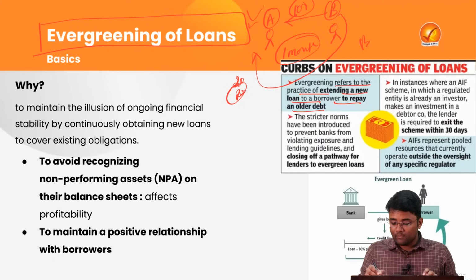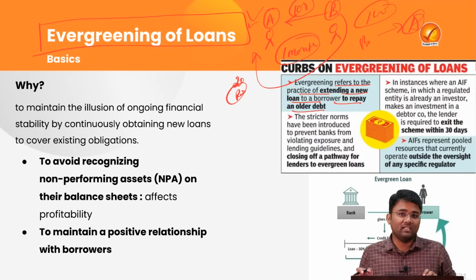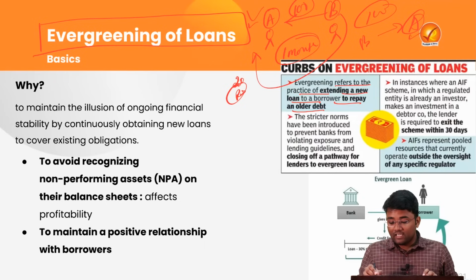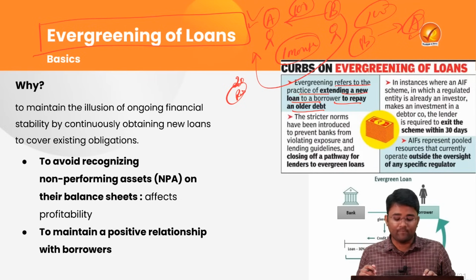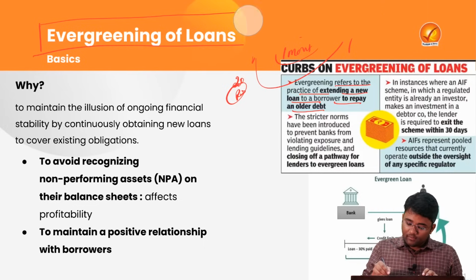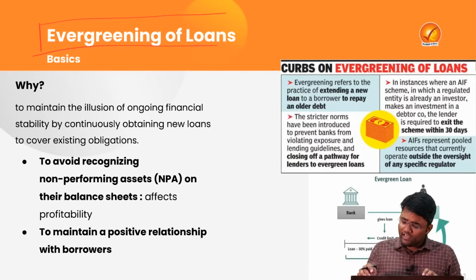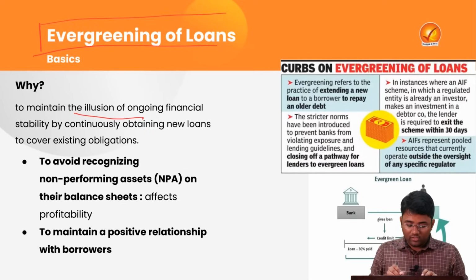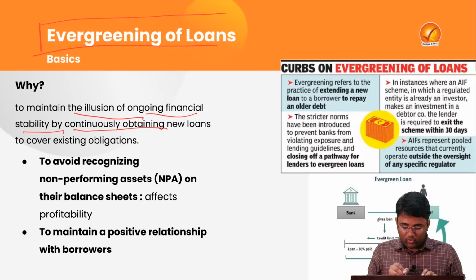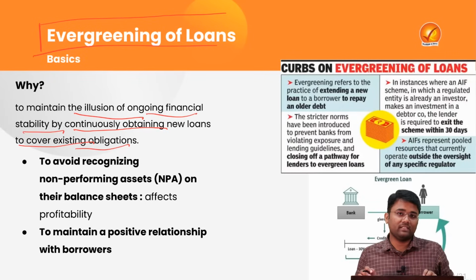A bank has given a loan of 1 lakh rupees to this person, let's suppose A. Again the same person is getting a loan from the bank. Let's suppose the bank has again given 50,000 to person A so that he repays the loan, as he has an outstanding loan with the bank. So this is basically what evergreening of loans means. Why will a scenario like evergreening of loans happen? Why will a bank do this kind of thing? To maintain an illusion of ongoing financial stability by continuously obtaining new loans to cover the existing obligations.